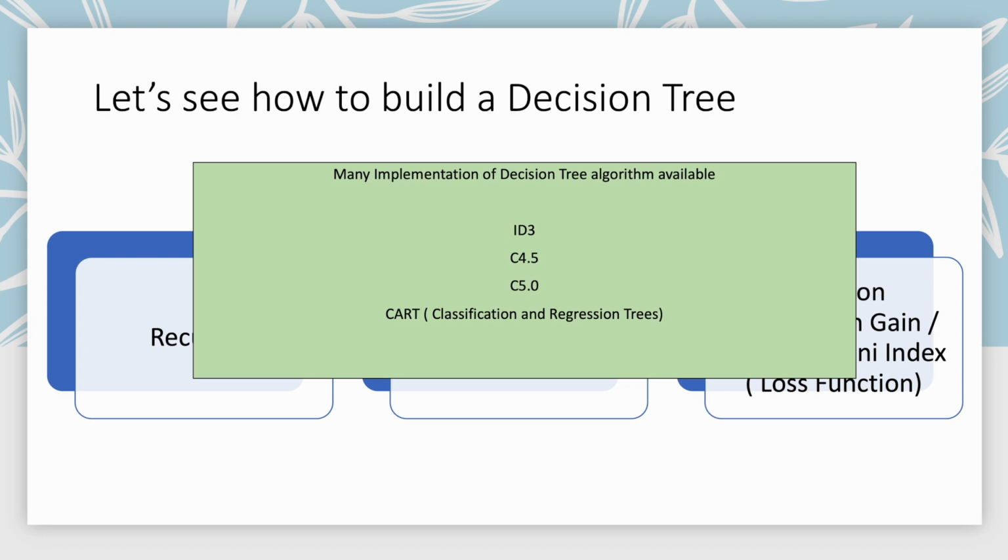And we'll see that if one of my features is multi-category, so there are 3 categories over there, how can we convert that problem into a 2-category problem? We'll see that. But for the time being, let's understand that we are going to learn about CART, which is implemented by Python's scikit-learn package and is tremendously used. But there are other implementations also present in the market, like ID3, C4.5 and C5.0.